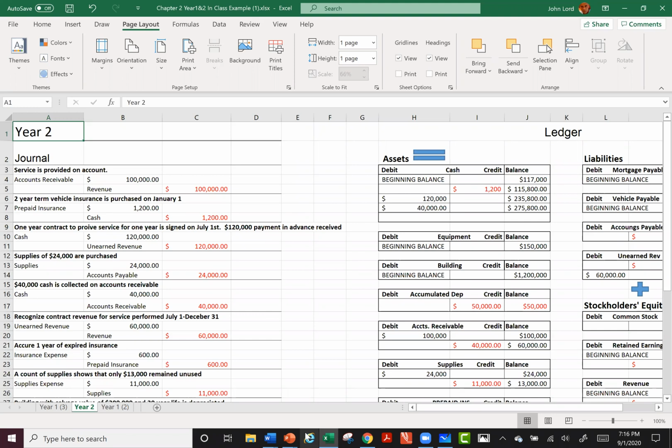And internal users, FASB doesn't have to worry about them. You're internal. You have all the information you want internally.